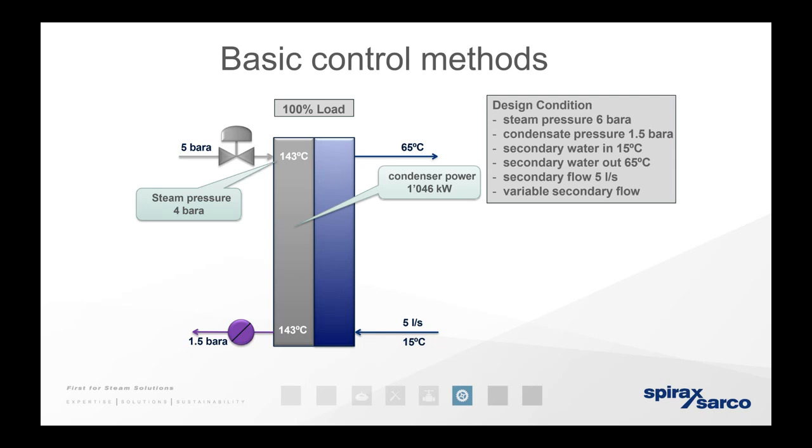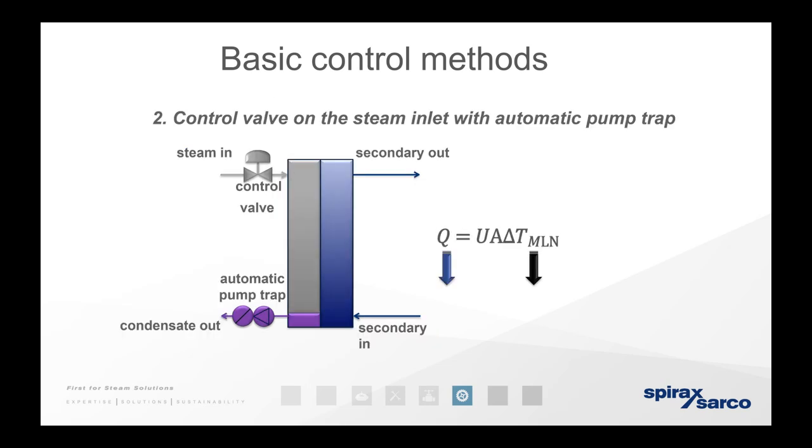So, an example here. We have steam pressure at 4 bar, and the condenser power is 1046 kilowatts. As you can see, we have the 1.5 bar A out, so it's all in bar actual, and the list of parameters is on the right-hand side. So, how we use the formula: Q equals U A delta T LMTD.